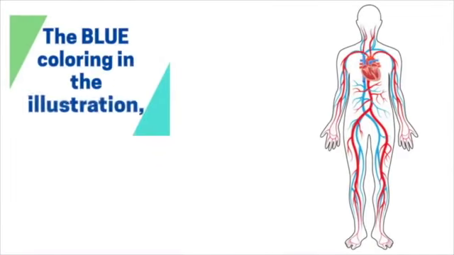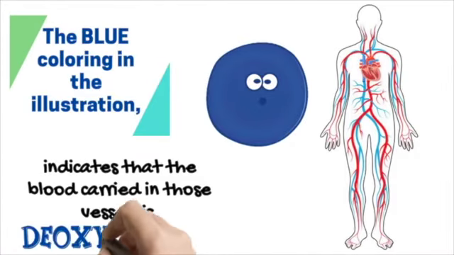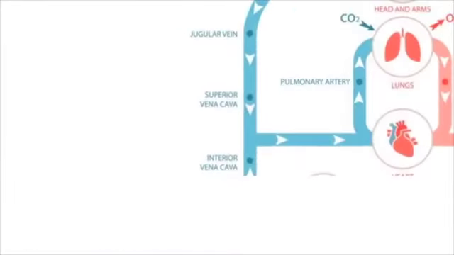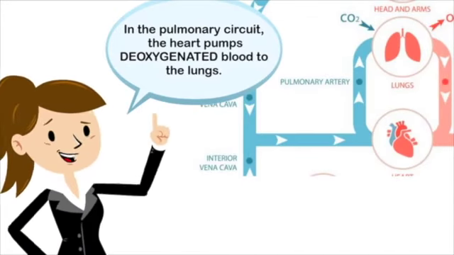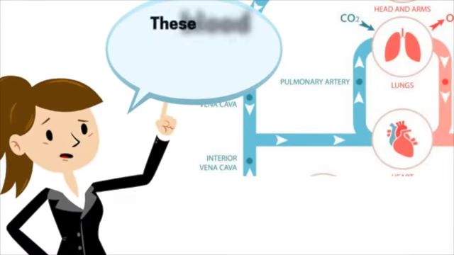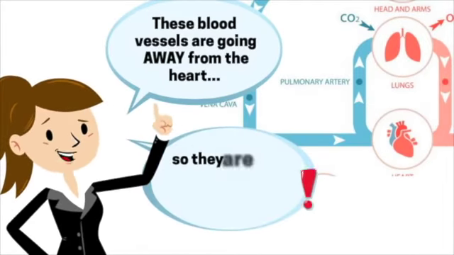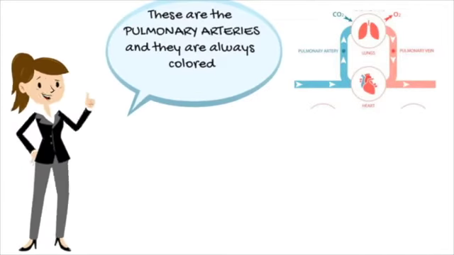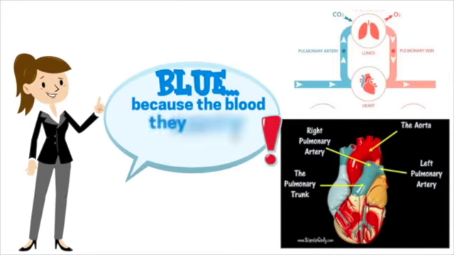The blue coloring in illustrations and anatomical models indicates that the blood carried in those blood vessels is deoxygenated. In the pulmonary circuit, the heart pumps deoxygenated blood to the lungs. These blood vessels are going away from the heart, so they are called arteries. These are pulmonary arteries, but they are always colored blue because the blood they carry is deoxygenated.